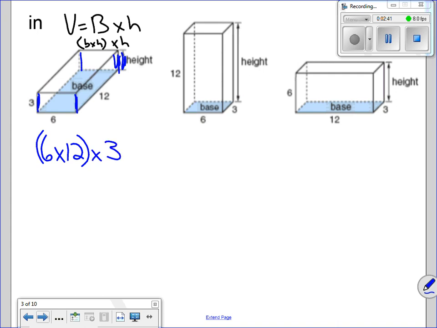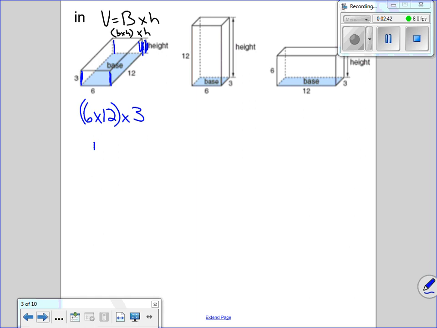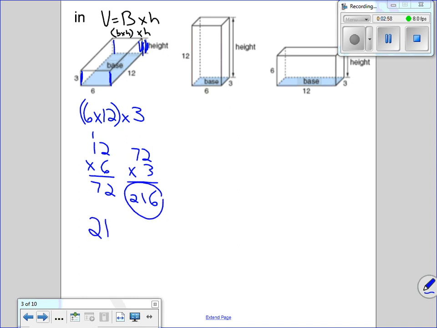So how do we figure this out? 12 times 6 is 72. Then we're going to go 72 times 3. We have a 6, 216. This shape right here has a volume of 216 inches cubed. It's not squared. Cubed, think three-dimensional shape for cubed.